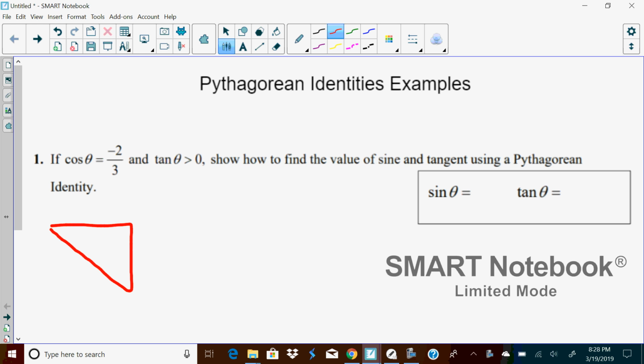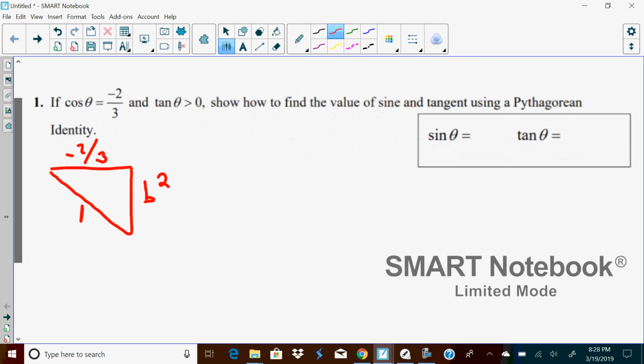we know that cosine is our x. We're looking for sine, so I'm going to make that b squared. And our hypotenuse is going to be 1. And then I also know that sine is going to be negative because in order for tangent to be positive, when I find tangent, I find the slope. So I'm going to divide sine by cosine, and a negative divided by a negative is a positive. So I already know that b is going to be negative, right?